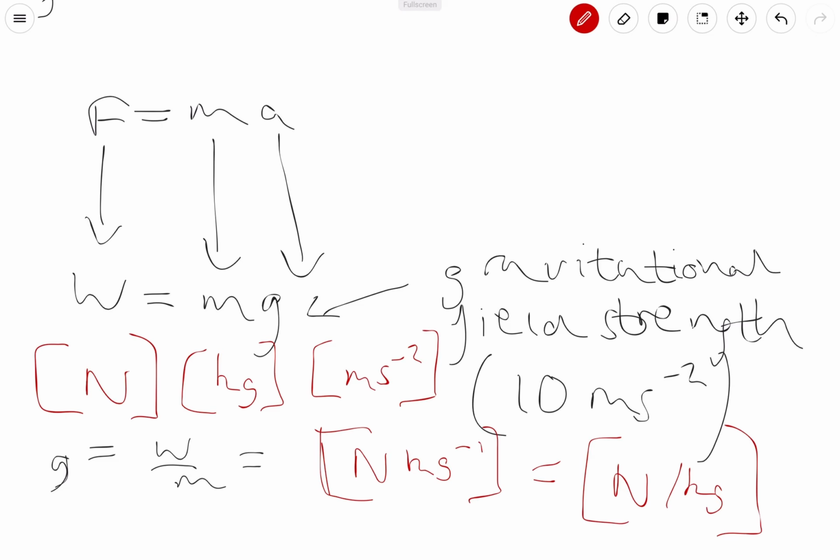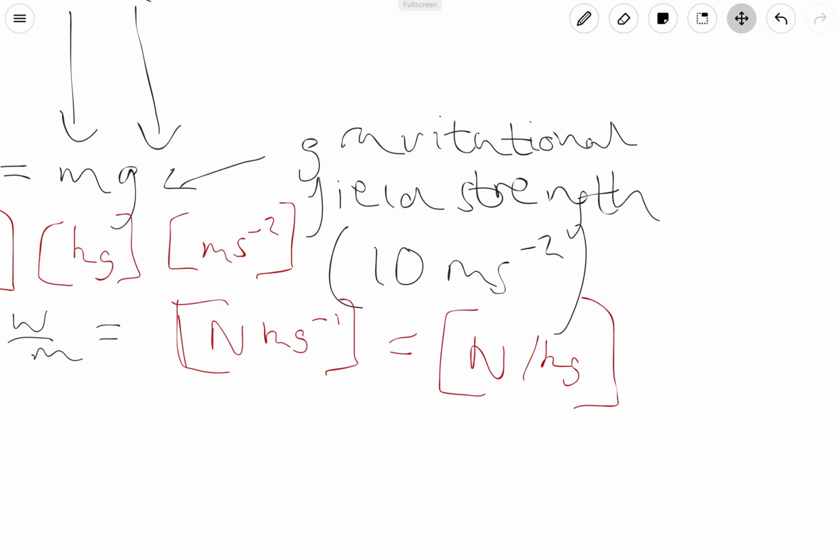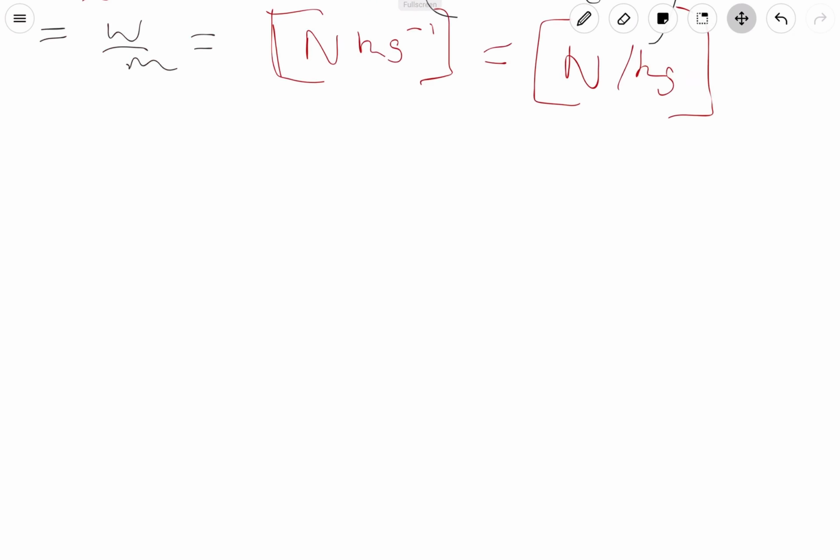Now, one thing to remember is that gravitational field strength, I should have been more specific. Gravitational field strength on Earth is 10 meters per second squared, but it changes on other planets or at different parts of the atmosphere, to be exact. For example, the gravitational field strength of Mars: G values, Mars equals 4 newtons per kilogram.